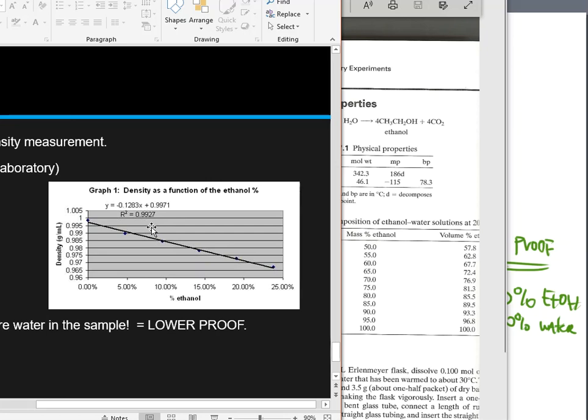And once you generate that, once you have your equation, you will obtain your density of the sample in the lab. Now, density is plotted on the y-axis in this example. So that means in this equation, the density value that you have gotten will go in for the y value. And you will solve this equation for x. And x will be the percentage. Once you calculate the percentage, you will then need to convert that over to proof.